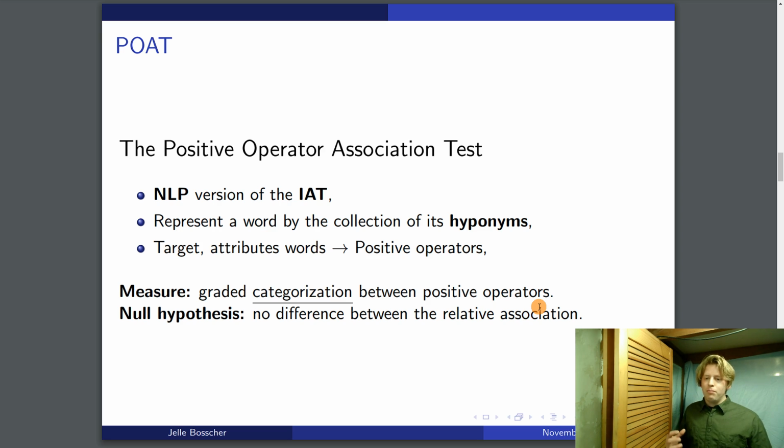And because we represent them as positive operators, research by Lewis in 2019 has shown that we can use a measure of graded hyponymy as a proxy for graded categorization, which again is a lot closer to what the IAT does than a measure of similarity, which is symmetric. The null hypothesis that I use in my research is the same as the WEAT uses, and also the same as the IAT uses, namely that there's no difference in relative association between the two target sets and the attribute sets.